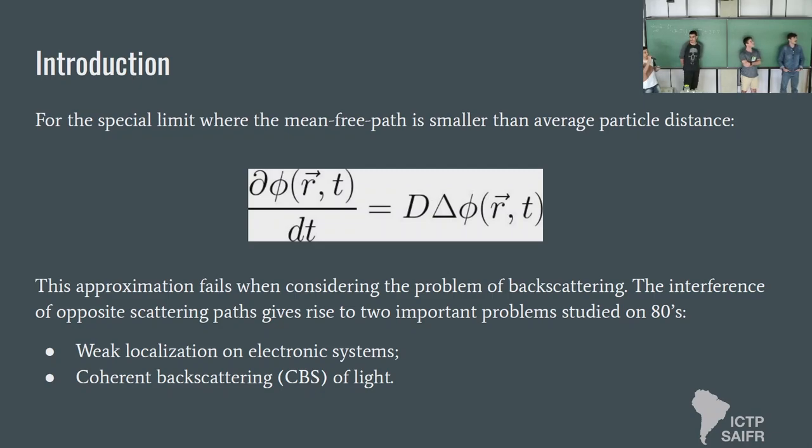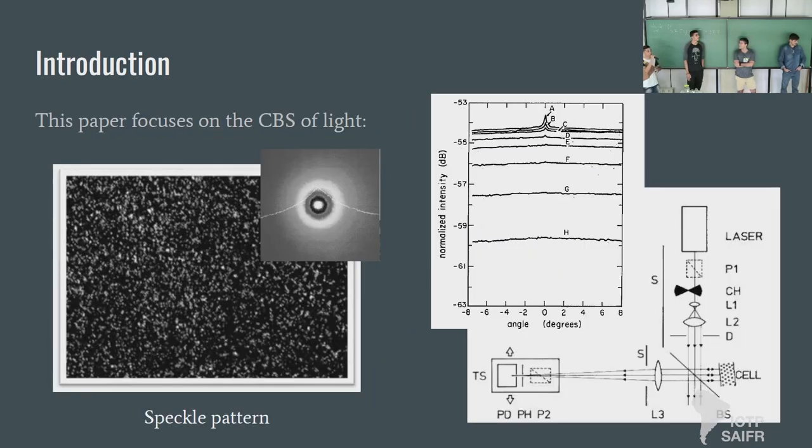So the idea is that with backscattering of light, you shine light or other waves on a system. When you have the backscatter, which is scattering in the backward direction, there are two important problems that were studied in the 80s: the weak localization in electronic systems and the coherent backscattering of light. The paper itself focuses on coherent backscattering of light.